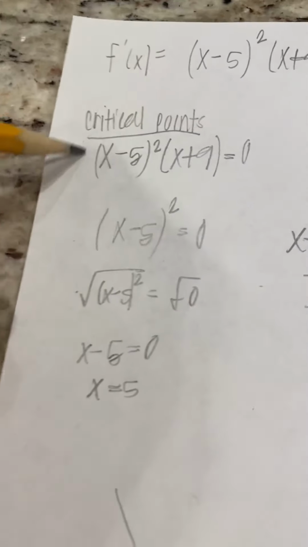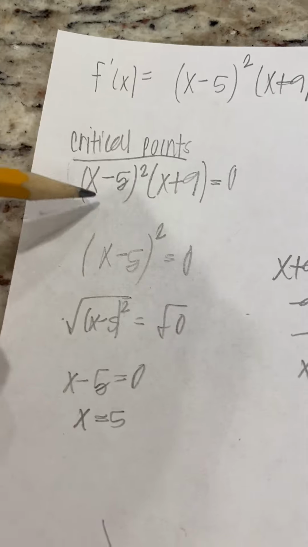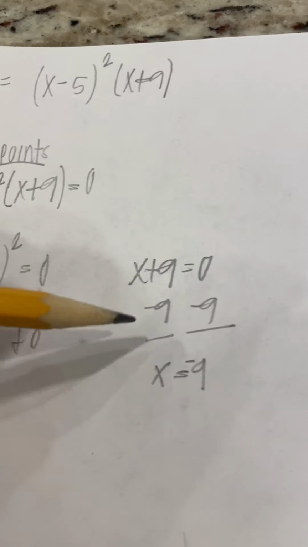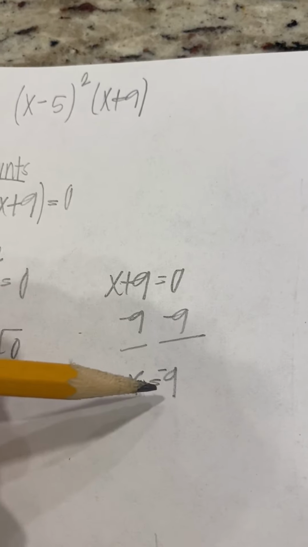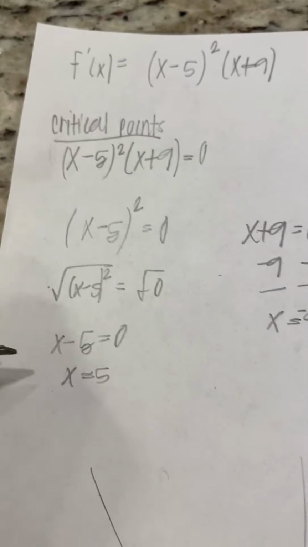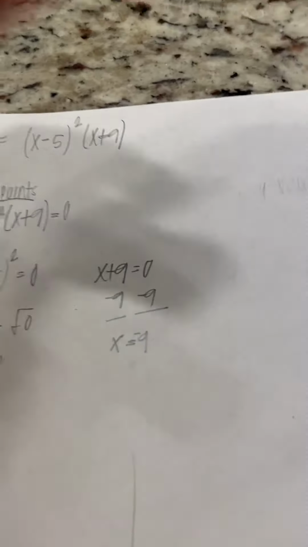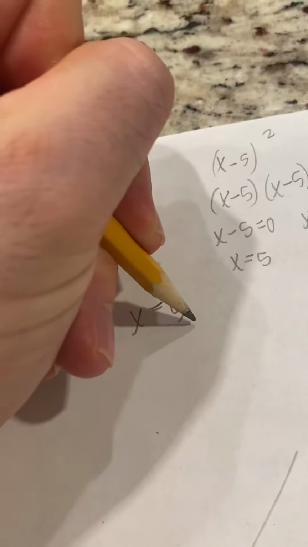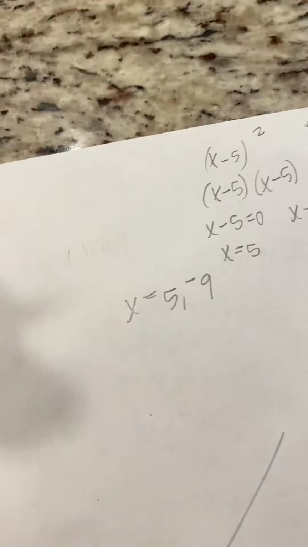But now that's just for that one side of that factor for the derivative. There's also a factor of x plus 9, so you have to set x plus 9 equal to 0 as well, and you get negative 9. So the critical x's occur at x equals 5 and x equals negative 9.